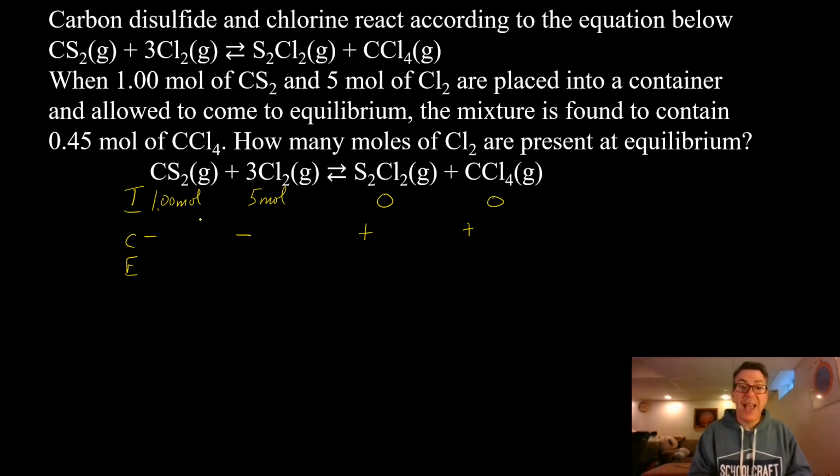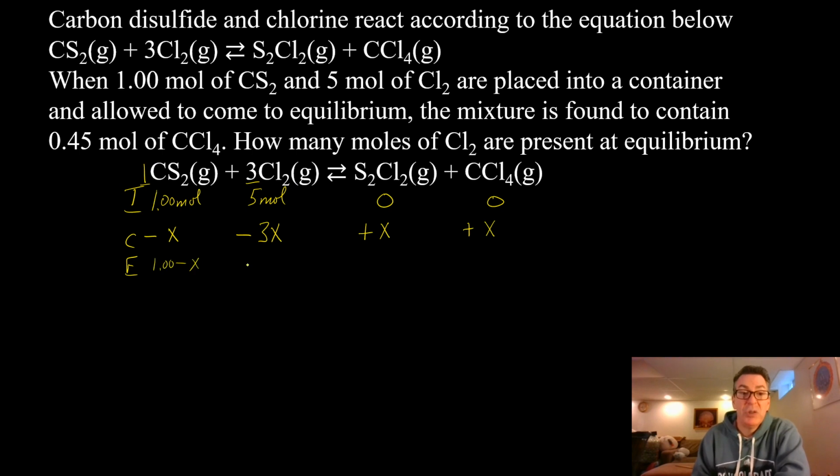Then we'll put this in terms of X. Since this is an equilibrium, we don't know what the change in X is going to be. So it'll just be a 1X decrease for the CS2 because there's only one equivalent of CS2. For the Cl2, however, it's going to be a decrease of 3X because of the 3 there in the balanced equation. And then just 1 each of the 2 products, those will both increase by X.